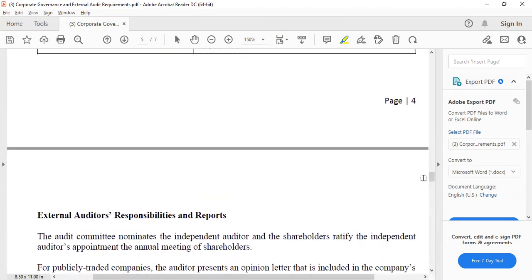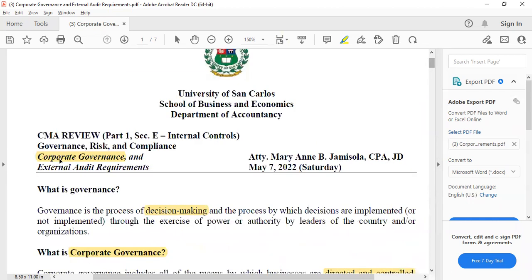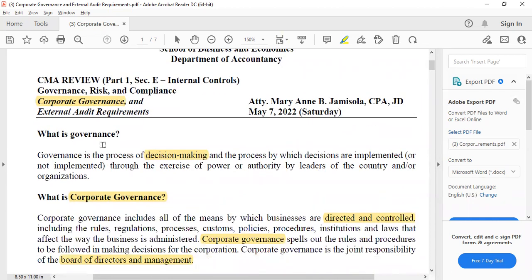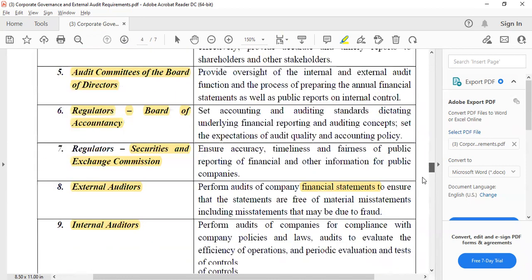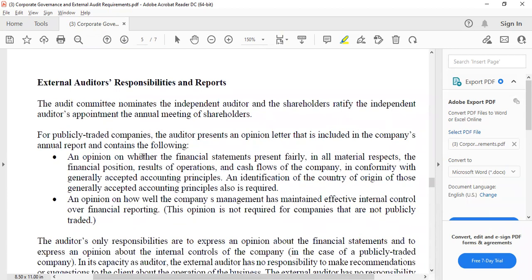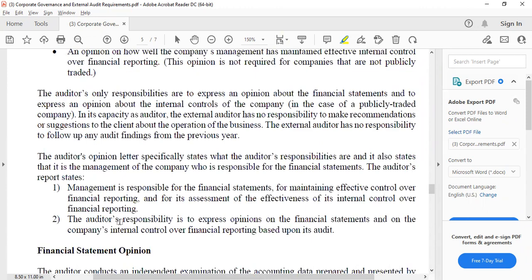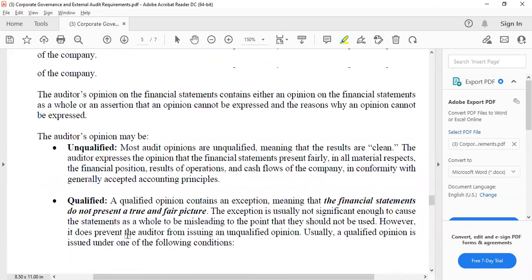Okay, so let's go back here. Okay, so we are now done with corporate governance. Let's now move on to external audit requirements. So the external auditor's responsibilities and reports, we will now know about that.